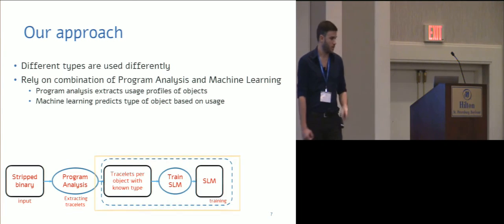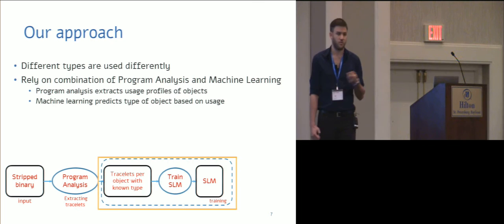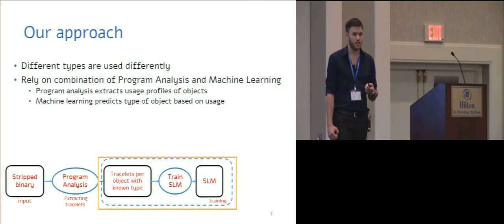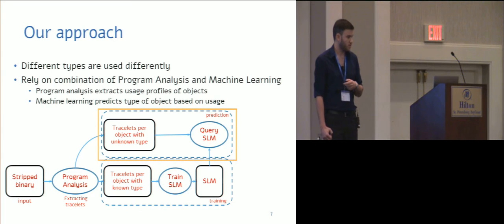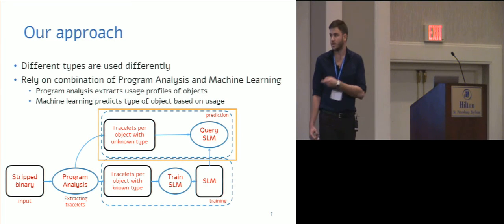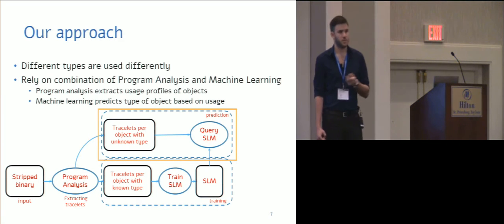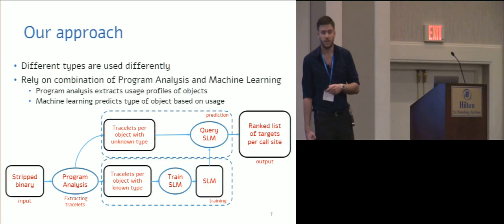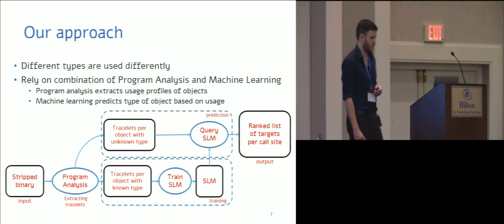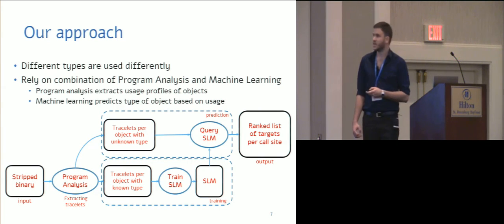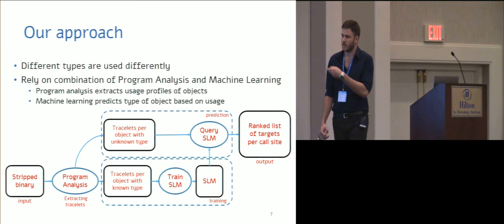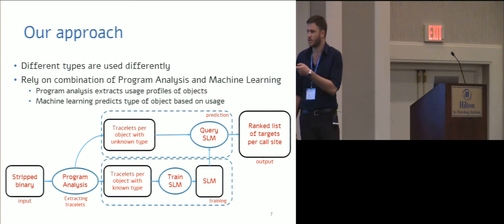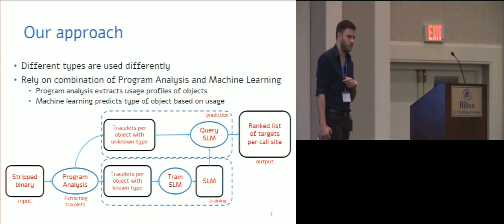Then in the second stage, we're going to take the profiles for the labeled objects and use that to train models for each of the types. And in the third and last stage, we'll take the trained models, the profiles for unlabeled objects, and predict the types of the objects, and from that, deduce our target ranking. So for the rest of my talk, I'm going to elaborate on each of these steps, focusing on the extraction, training, and querying of the model.